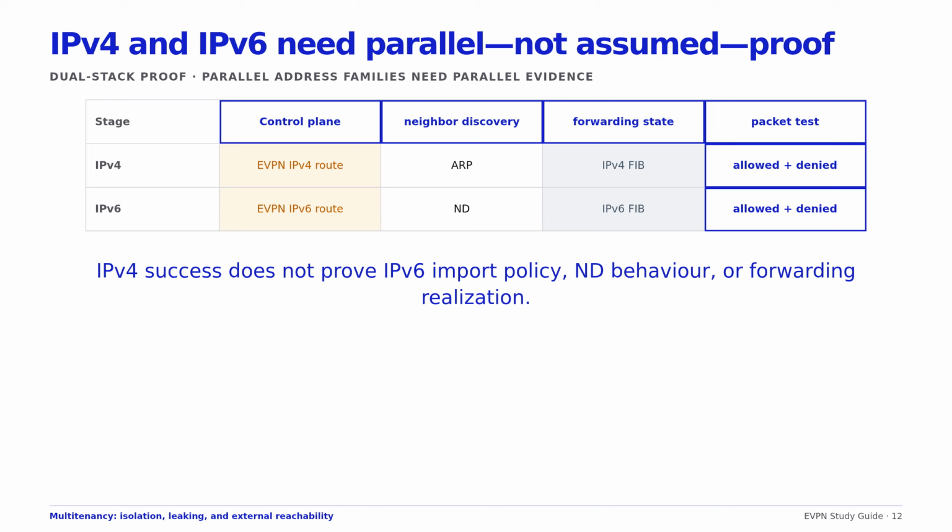Define equivalent prefix filters and route target policy for both address families. Test allowed and forbidden traffic independently. A deployment in which IPv4 is isolated while an imported IPv6 default or neighbor entry crosses the boundary is not a secure dual-stack tenant service.